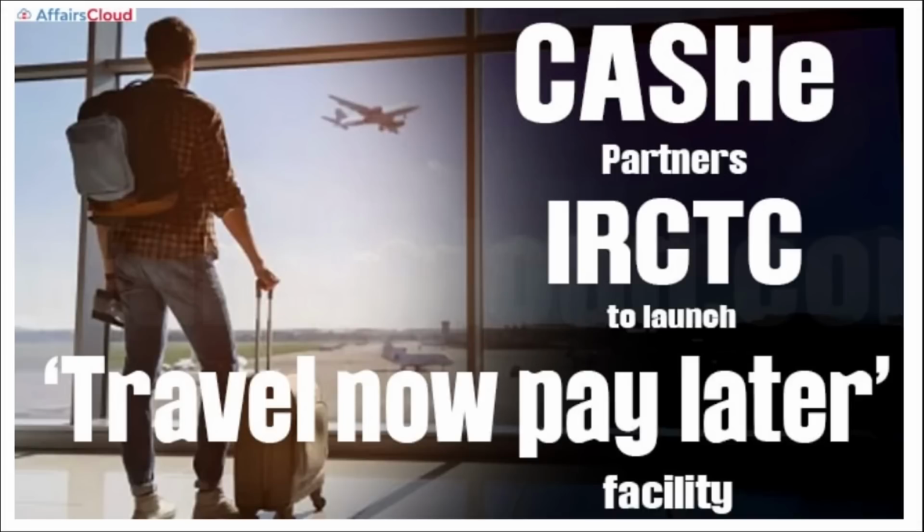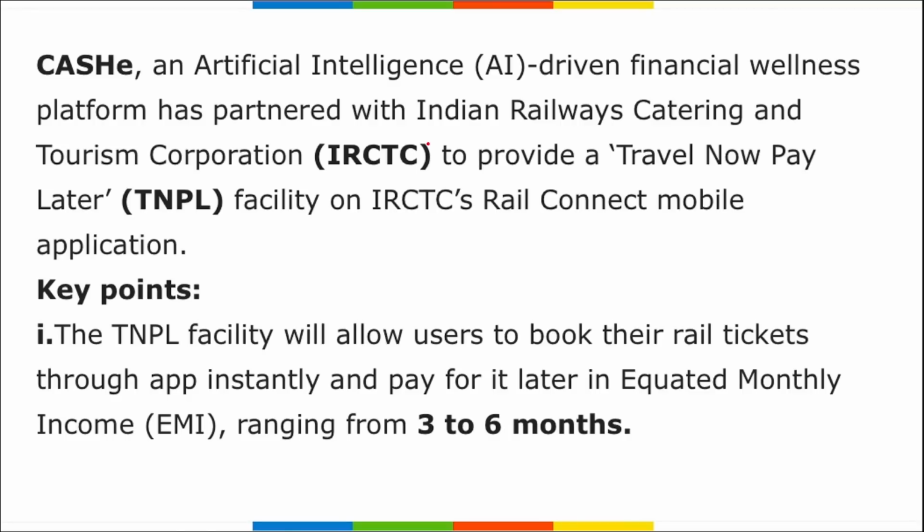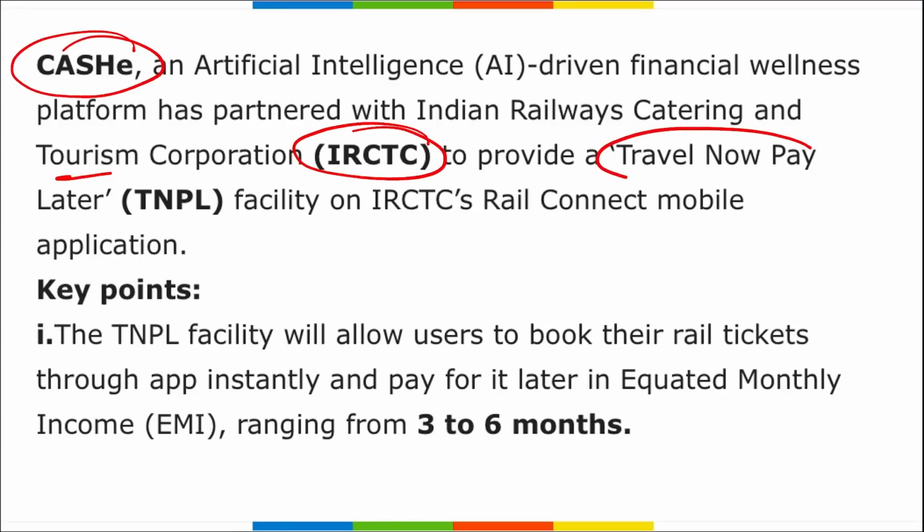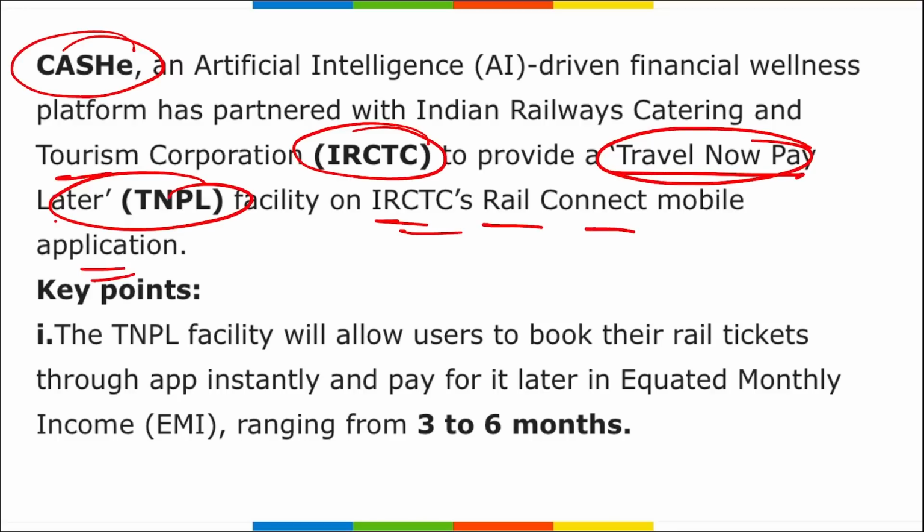I repeat, Cashe is an artificial intelligence driven financial wellness platform that has partnered with IRCTC, the Indian Railways Catering and Tourism Corporation. So first of all, you need to remember the names of these 2 organizations, IRCTC and Cashe. They came together to sign an MOU. Basically they will be working together to provide a travel now pay later facility on IRCTC's Rail Connect mobile application. I repeat, travel now pay later.